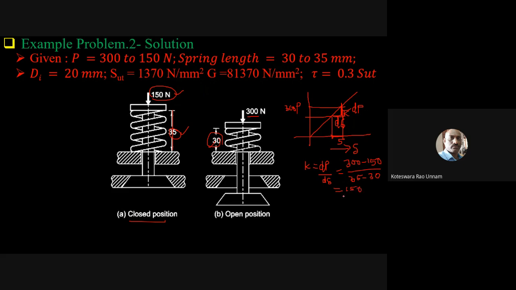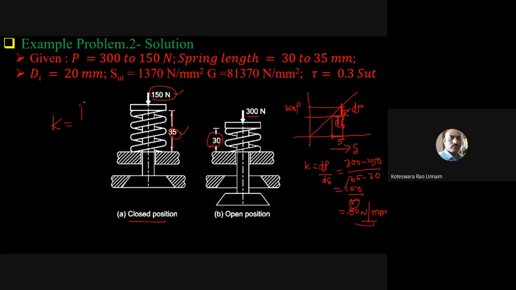300 minus 150, which is 150, divided by 5, which is nothing but 30 Newton. Here deflection is taken in mm, so you need to write it in mm. So force in newtons, 150 newtons divided by 5 mm, so the units will be 30 Newton per mm.